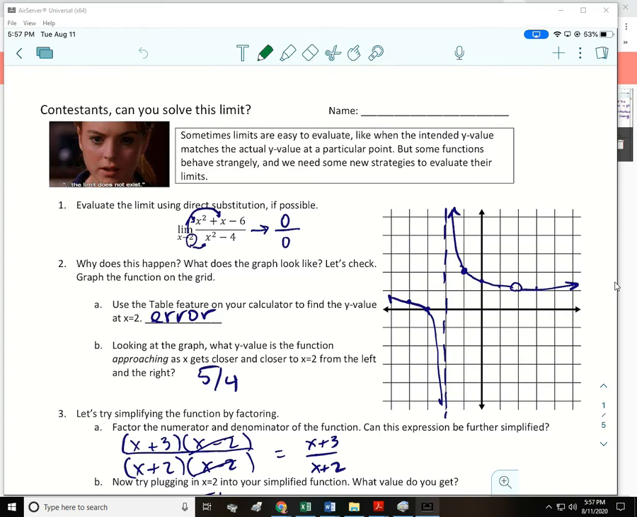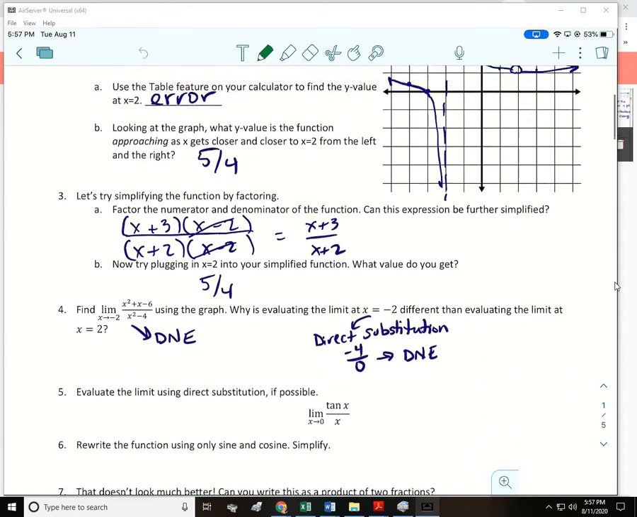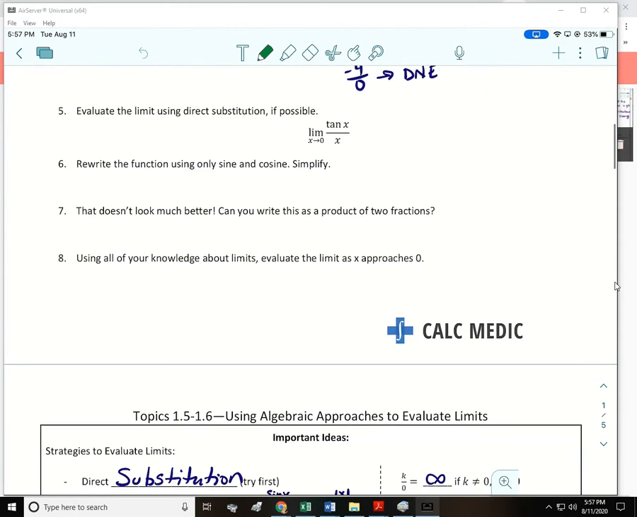Okay, so we're going to finish up this finding limits algebraically lesson. So you're going to need the 2 sheets that we started on yesterday or Tuesday. So we're going to go to number 5. Number 5 says to evaluate the limit using direct substitution if possible.